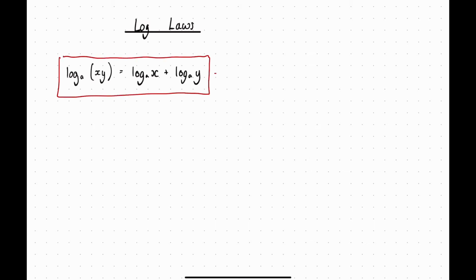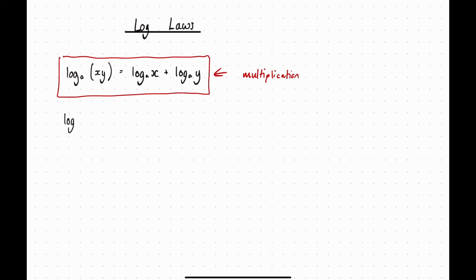The first one is if you've got log base a of xy, a multiplication in there, then that can be expanded out to be log base a of x plus log base a of y. Quite often you actually see it as log x plus log y, and then you've got to change it to the multiplication. This is the first law that you need to know, and it's the multiplication law.